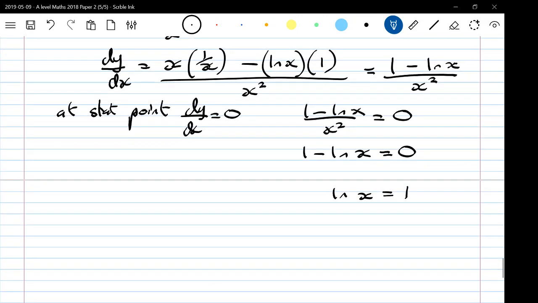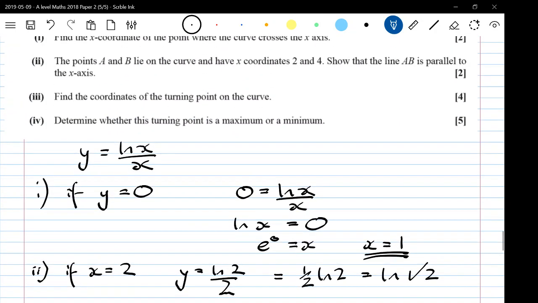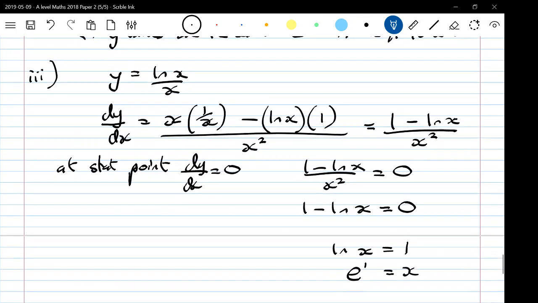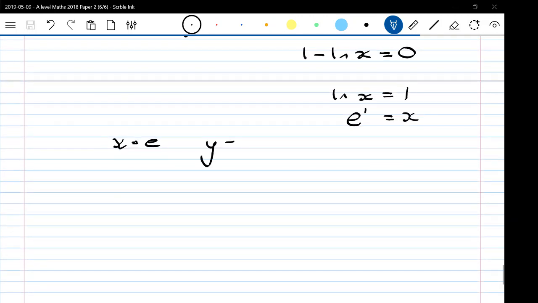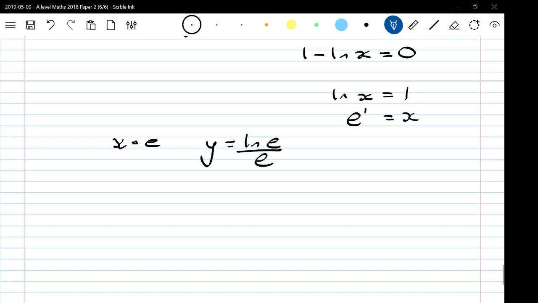Having just solved ln x equals 0, we know what we're doing with this. This is e to the 1 equals x. So x is e. The question did say find the coordinates of the turning point. So we need to go back and find the y coordinate. If x equals e, y is ln e over e. We know that ln e is 1. That was the whole point of doing that. So that is 1 over e. So the coordinates are e, 1 over e. That's the point that we're looking for.